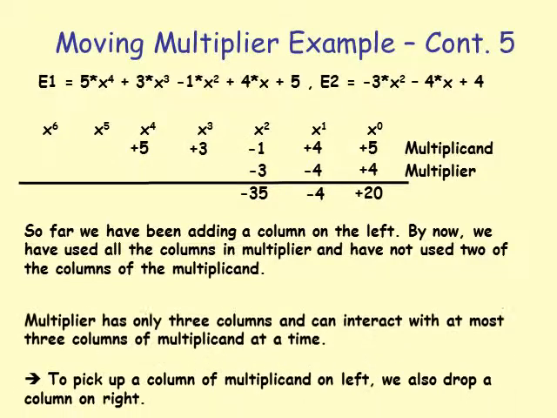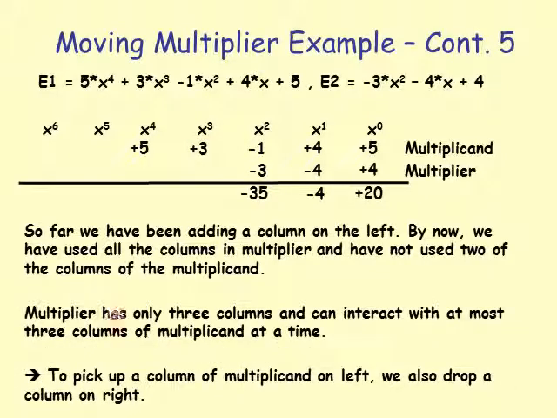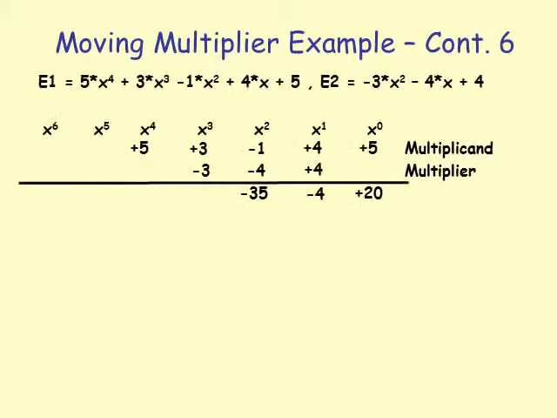Okay, let's continue. The multiplier has only 3 columns and can interact with at most 3 columns of the multiplicand. These 3 it has already interacted with. Now we start interacting with this column and also with this column. We will pick up a column on the left. We'll pick up this plus 3 and drop this plus 5. So we just move this multiplier to the left.